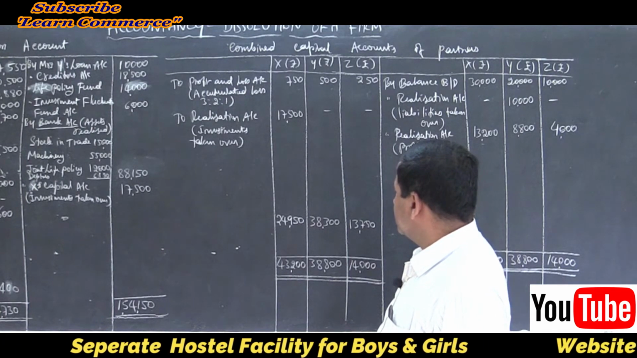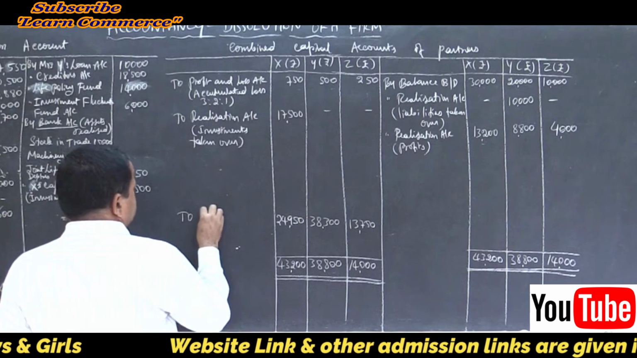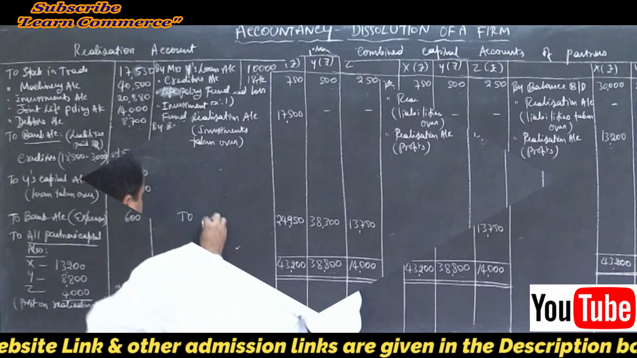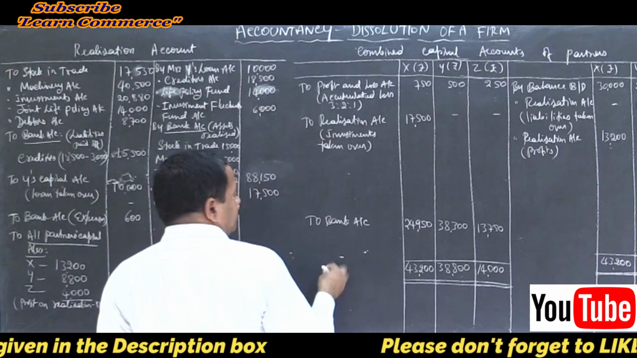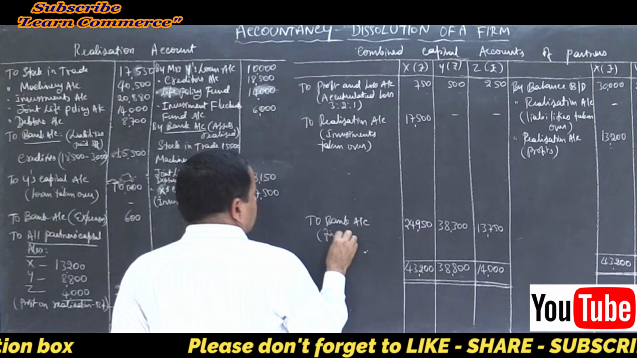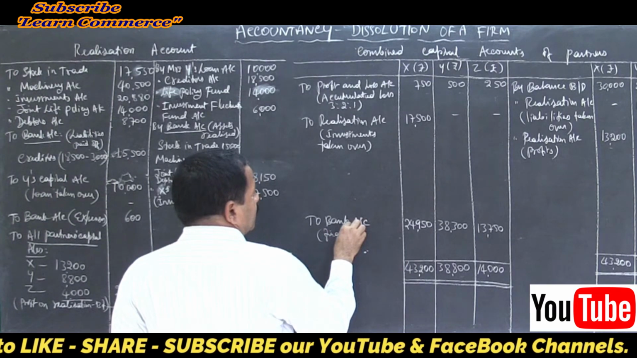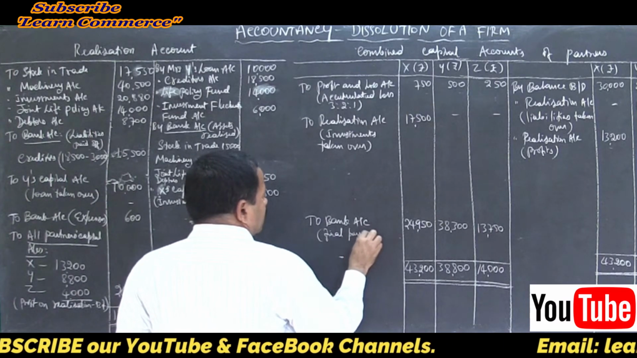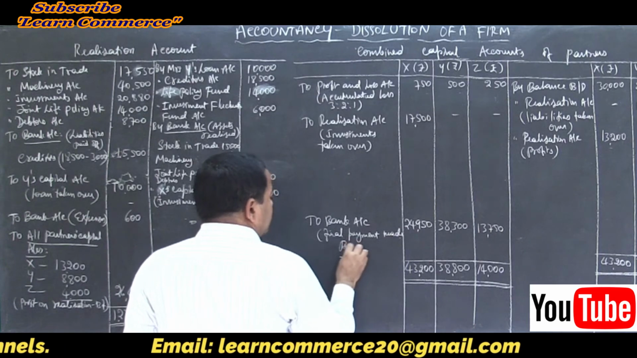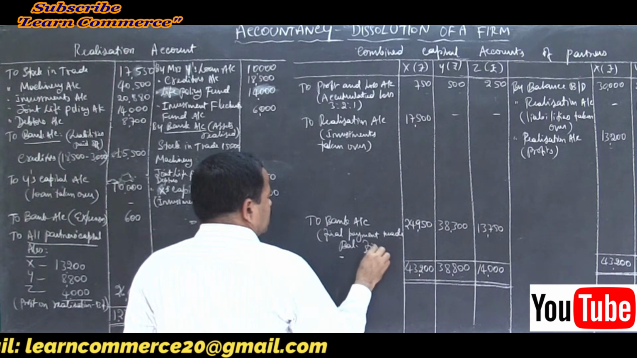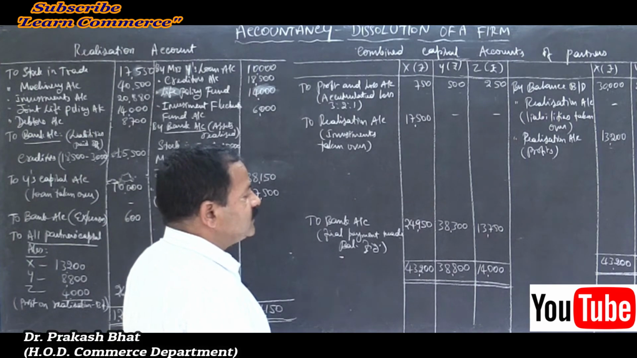Anything else? No. Make payment to bank account, right? Bank account. Final payment made, balancing figure. That's all.